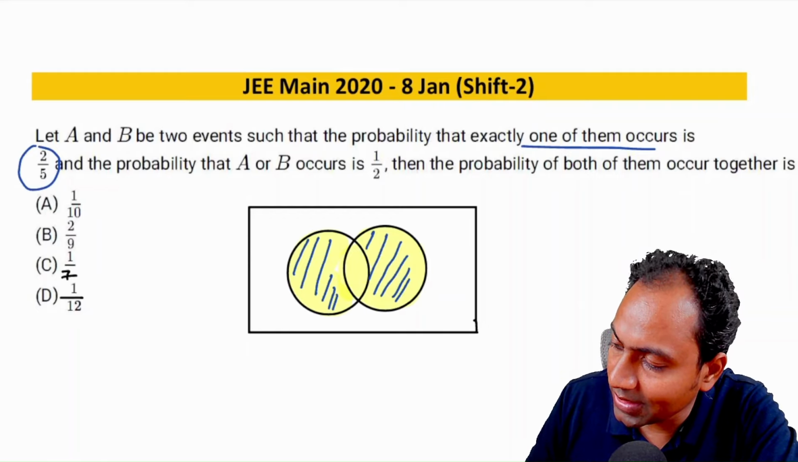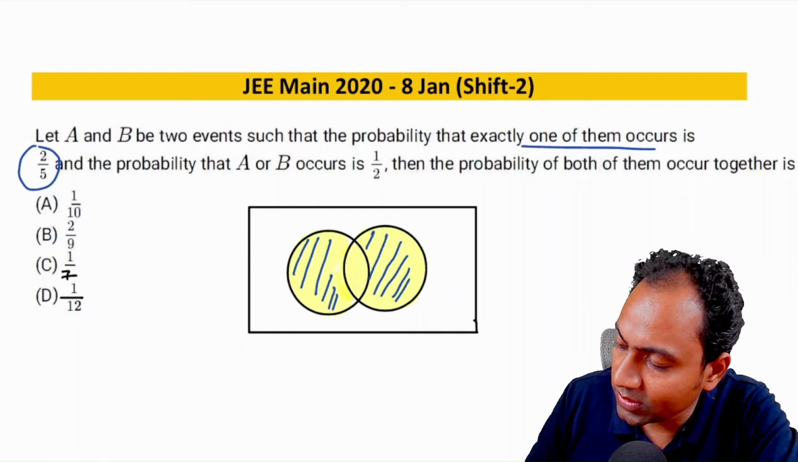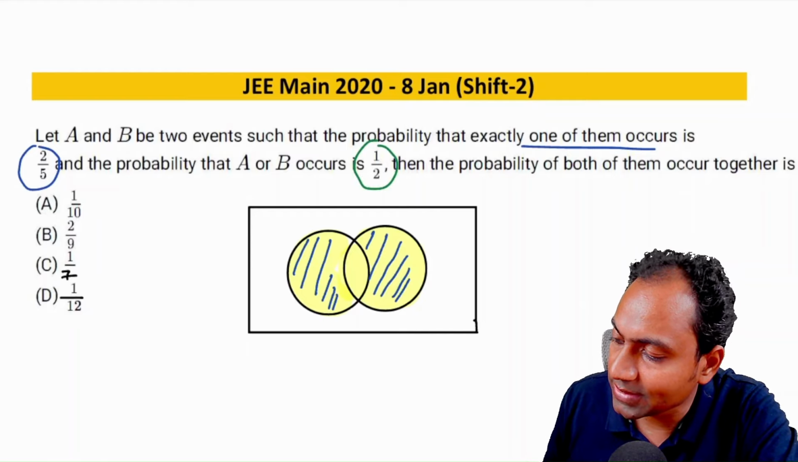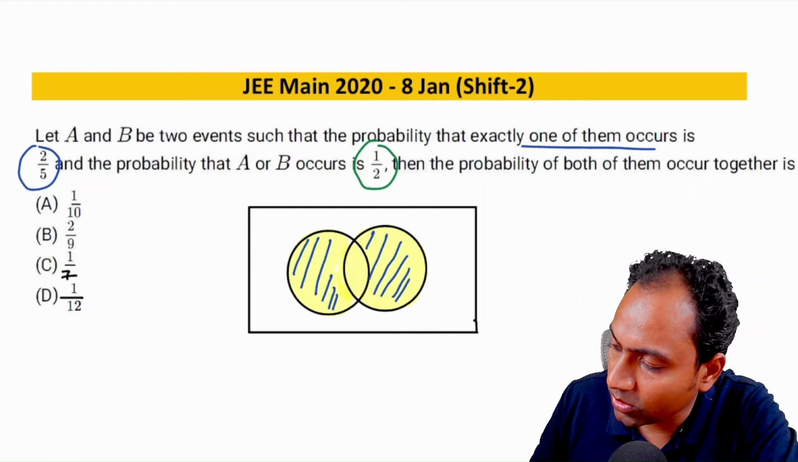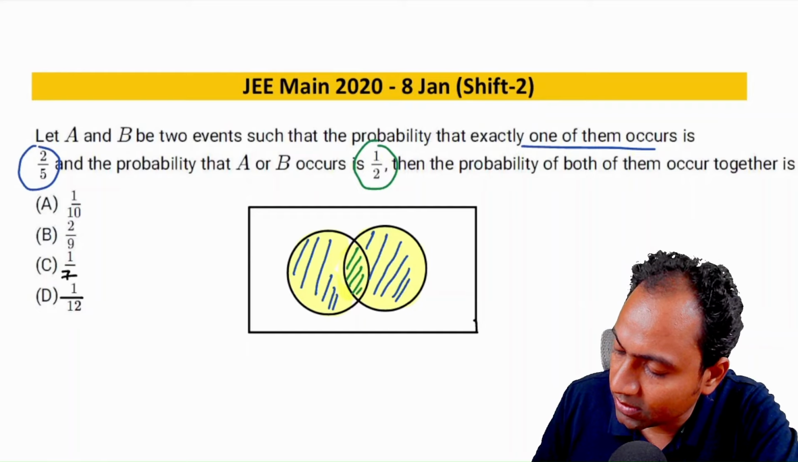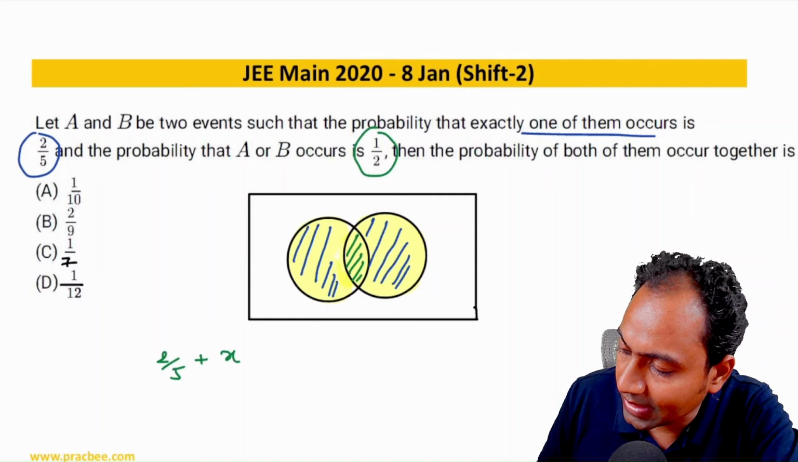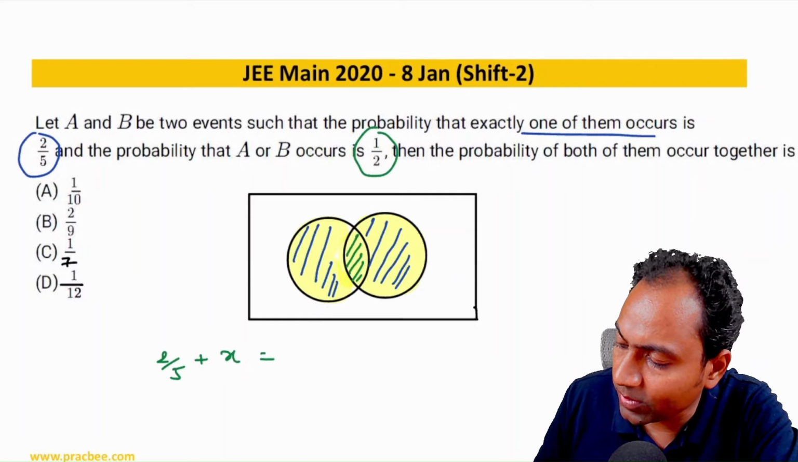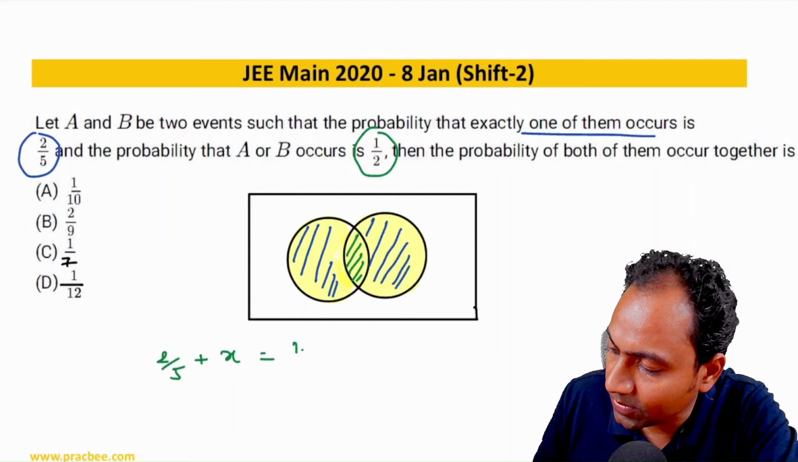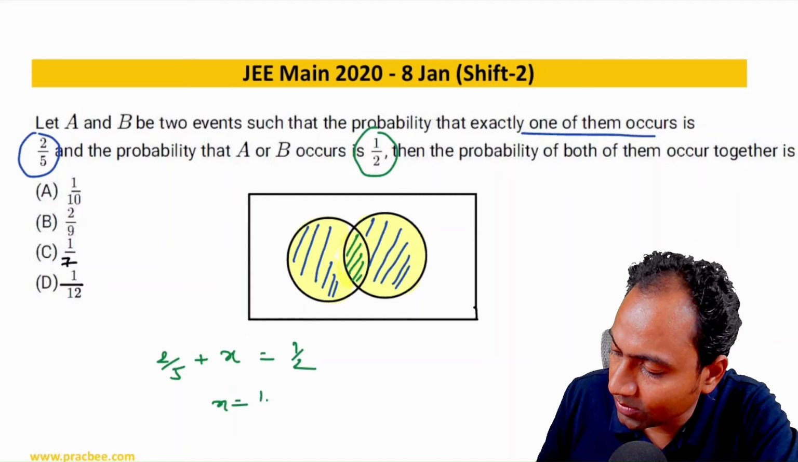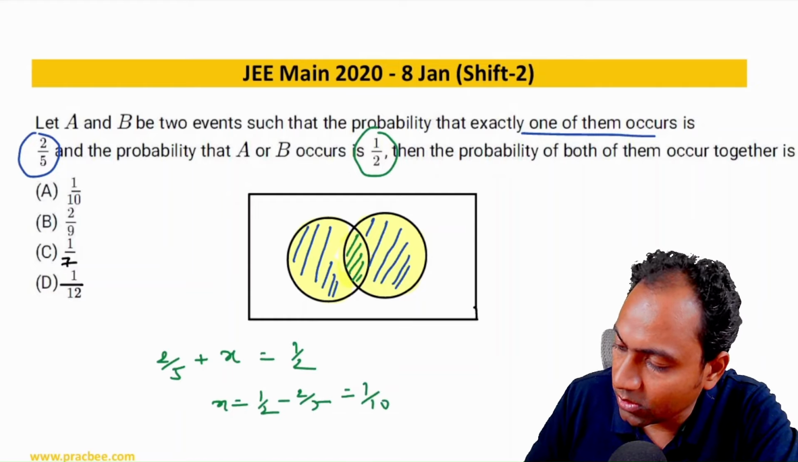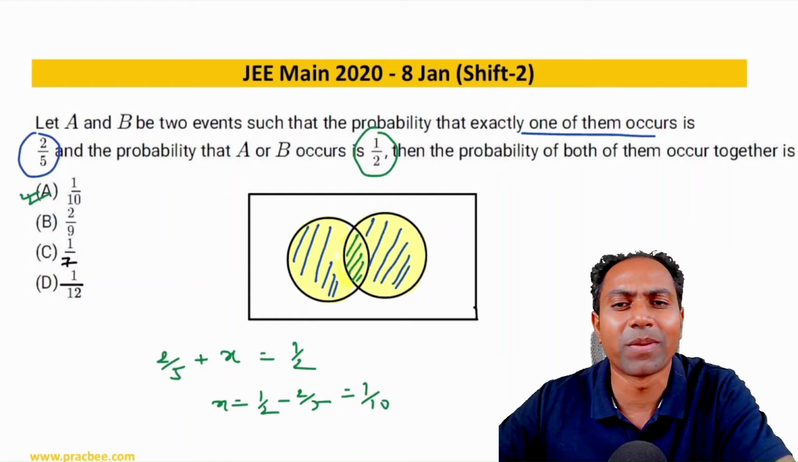Now what they're asking is basically what is the probability when both of them occur. So what they are asking is this region. If I take my earlier probability that is 2 by 5, and add this new probability that is x, it should be equal to the total probability of the union, and that is given as 1 by 2. So x becomes nothing but 1 by 2 minus 2 by 5. That comes out to be 1 by 10. Option A. So very simple problem if you use a Venn diagram.